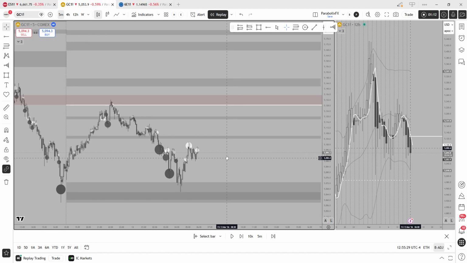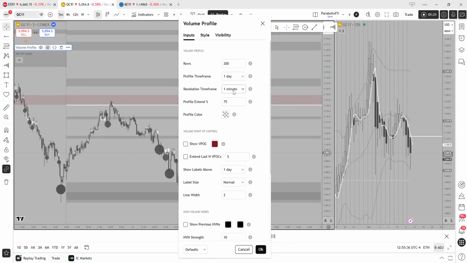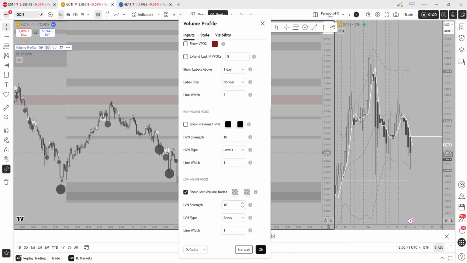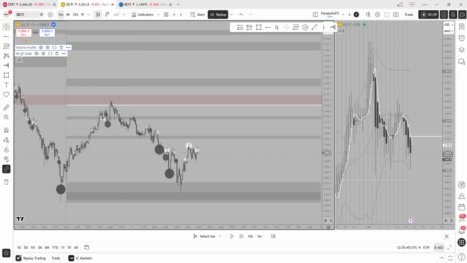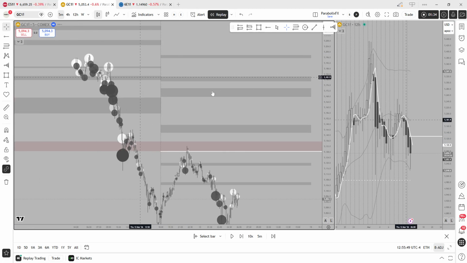on the 5 minute, I've got a daily low volume node. So I've got this indicator called volume profile by Mad Puppy. And basically, I've got the settings on 1 day. I've hidden the profile. I've got low volume nodes on 10 and then showing the areas. But what this indicator does is it actually plots the previous day's low volume nodes for today.